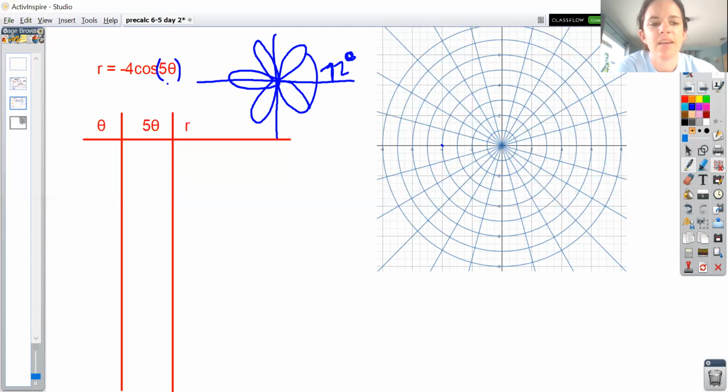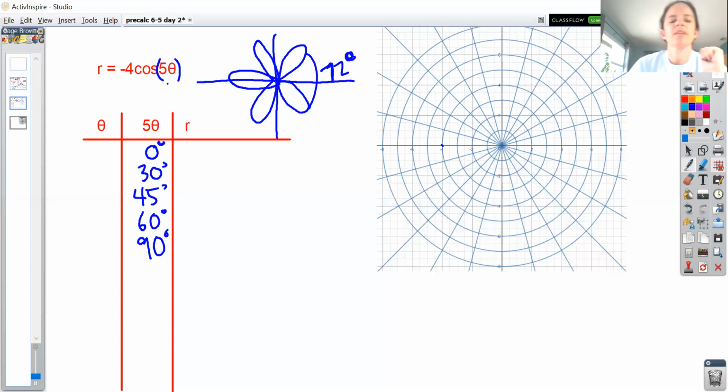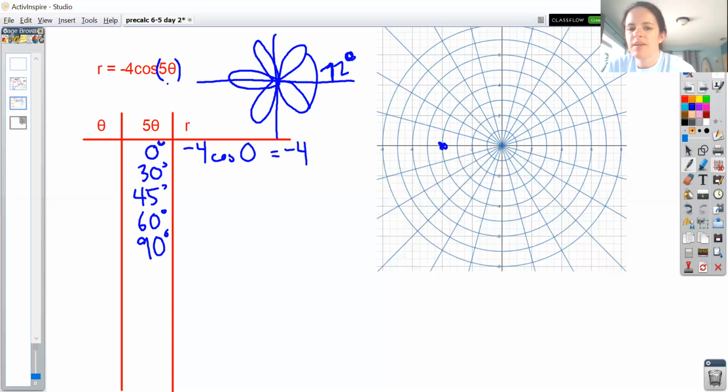So I'm going to go ahead and say then theta would be 0 degrees, 30 degrees, 45 degrees, 60 degrees, and 90 degrees. And then we'll see what happens after that. So if 5 theta is 0 degrees, then I'm taking -4 times the cosine of 0. So I get -4, and that would be this point right there, because 0 would be the positive x-axis, but I'm going to kick it to the negative side because it's a negative radius.